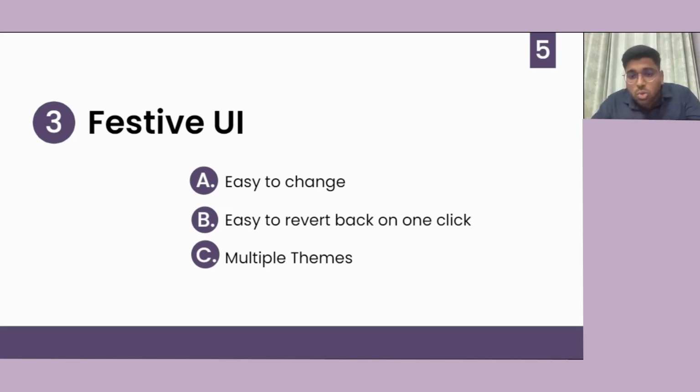Now all the events are over. Now they want to revert back to the normal UI. So there should be a button. Once they click on that button, they just click and revert back to normal. So to overcome this challenge, there should be a controllable dashboard from where you can create your own UI and theme pattern and publish it based on your events. So this is the most important feature.